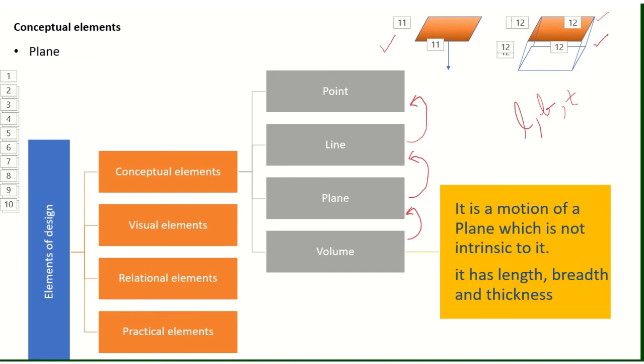So these are the four conceptual elements of design. The first element of design is the conceptual element, and in the conceptual element these are framed: point, line, plane and volume. Now let's go to the second representation of elements of design, that is visual elements.